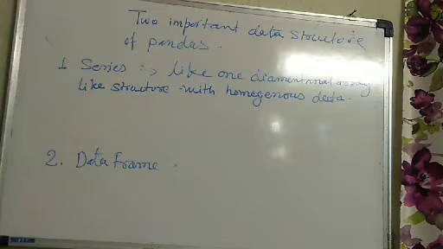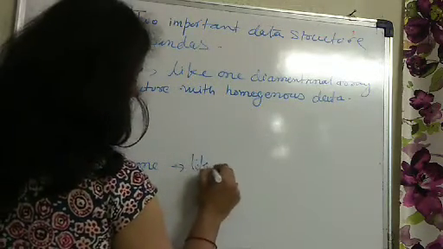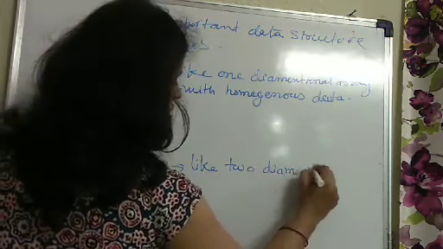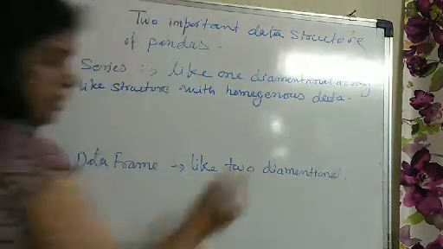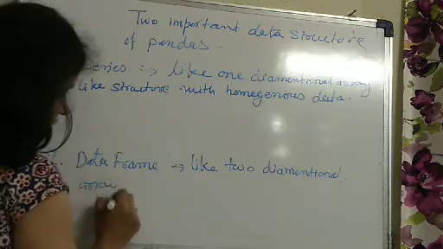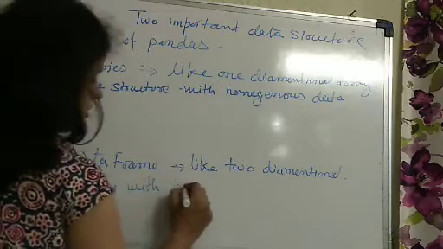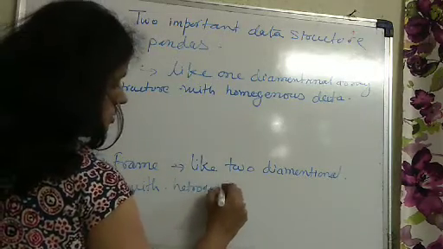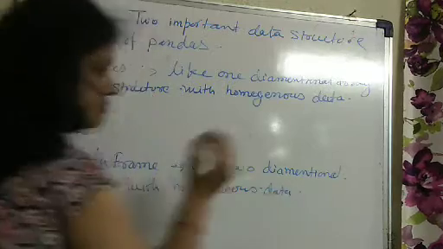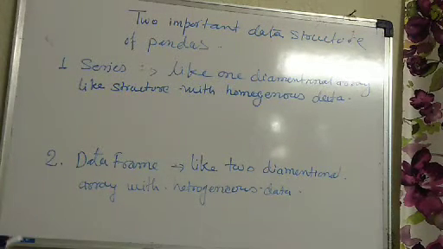Data frame is like a two-dimensional array with heterogeneous data. Okay, like a two-dimensional array with heterogeneous data. Clear?